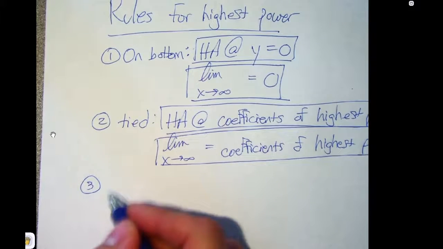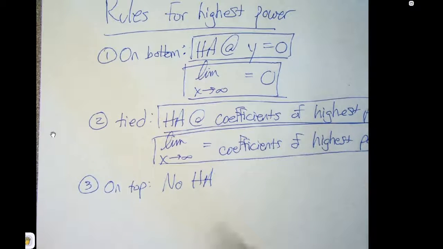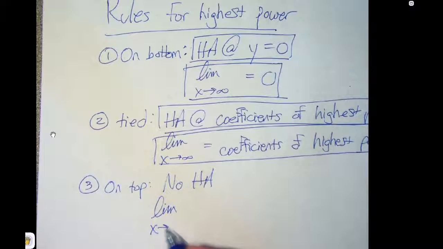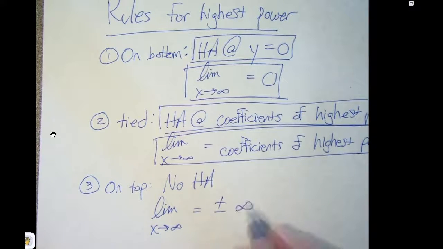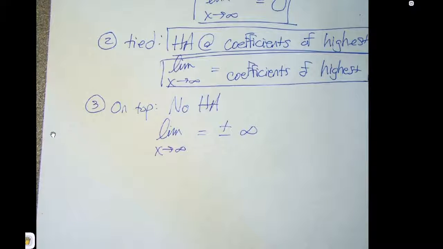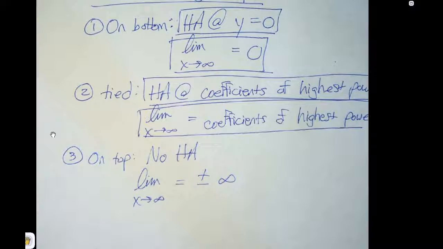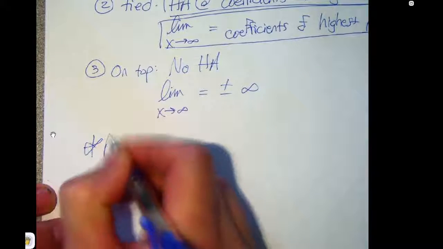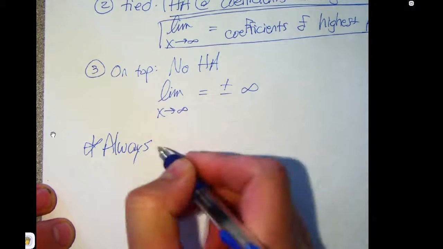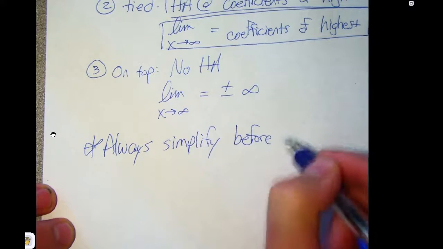So what's left is if the highest power is on top, that would be no horizontal asymptote. And your limit as x approaches infinity would either be positive or negative infinity, depending on whether we have a positive or negative number for our y value, which we'll go through how to check. So those are your three scenarios. One thing to keep in mind is you always simplify before comparing.